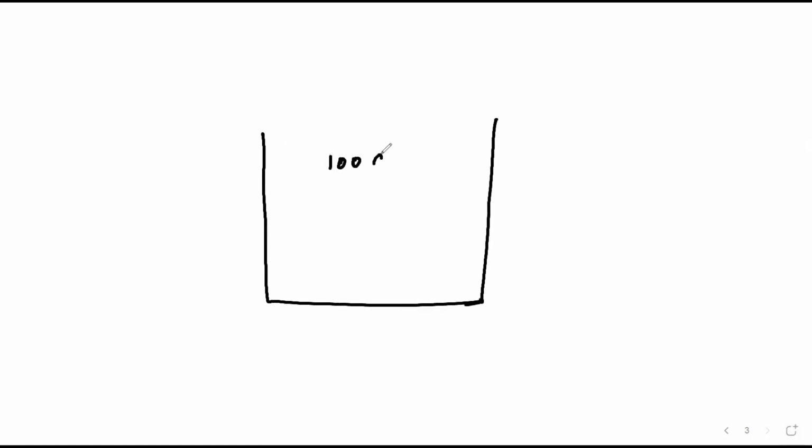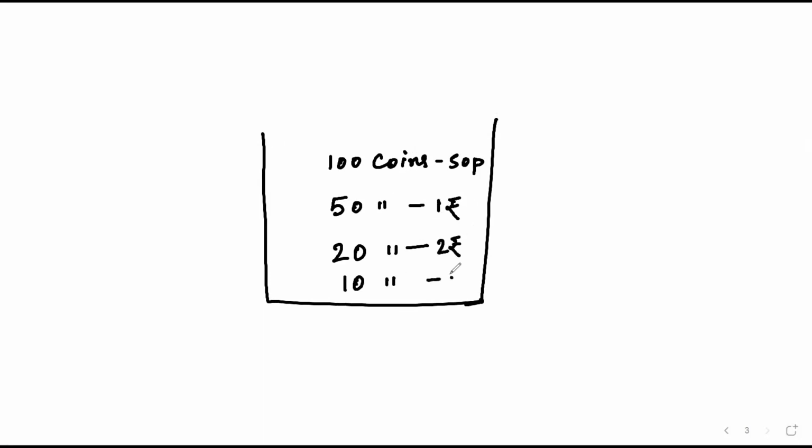So here a piggy bank contains 50 paise coins. 100 coins are there that are 50 paise, 50 coins are there that are 1 rupee coins, 20 are 2 rupees coins, and 10 coins are there that are 5 rupees coins. If it is equally likely that one of the coins will fall out when the bank is turned upside down, what is the probability that the coin will be a 50 paise coin?